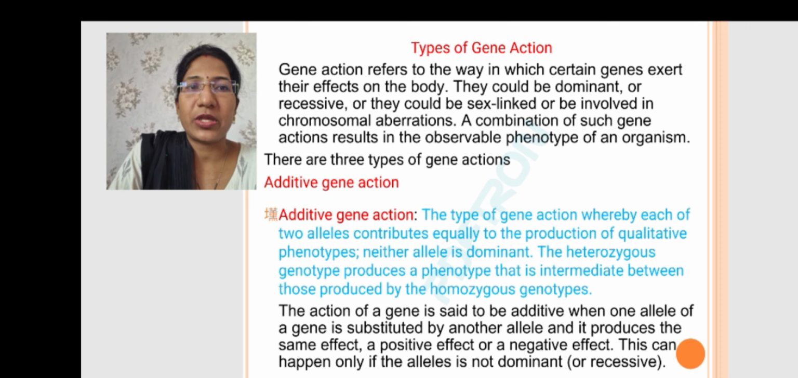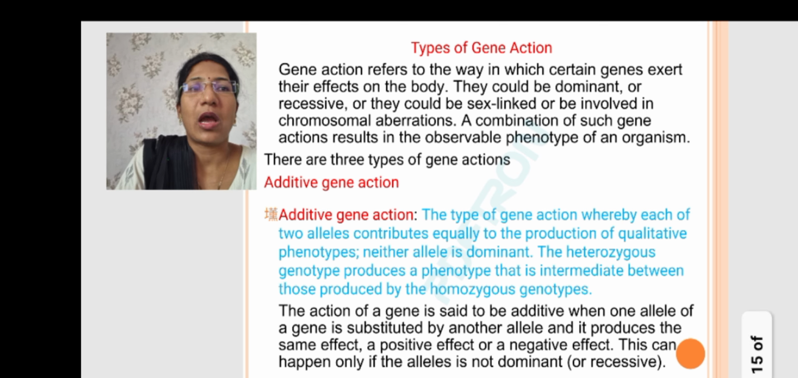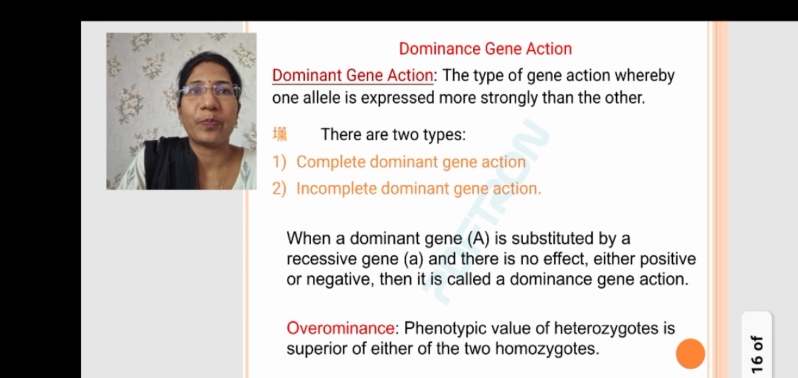This action of a gene is said to be additive when one allele of a gene is substituted by another allele and it produces the same effect. That may be a positive or a negative effect, and this can happen only if the allele is not dominant or recessive. Both must be neither dominant nor recessive.